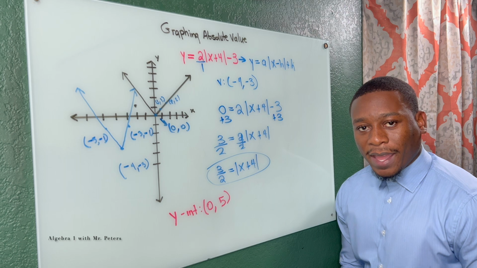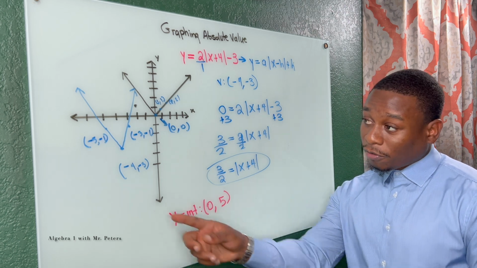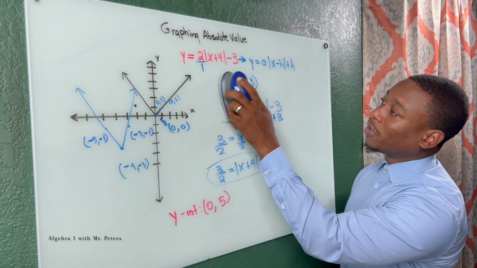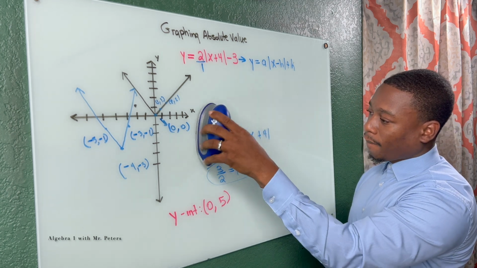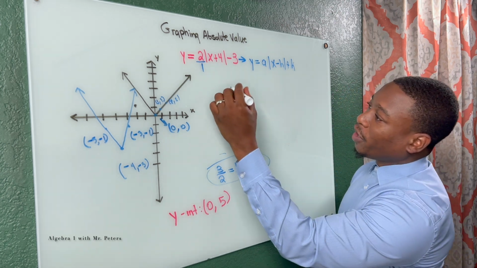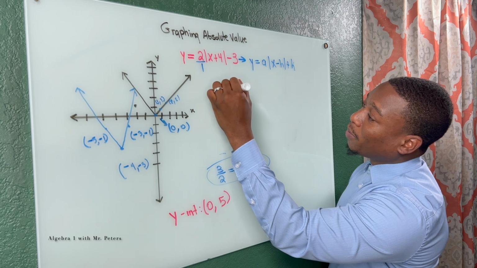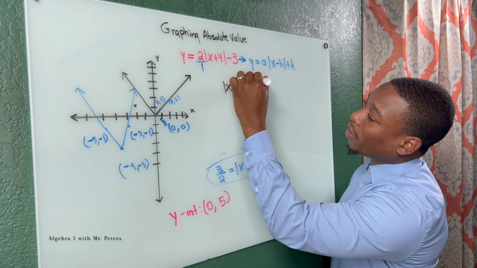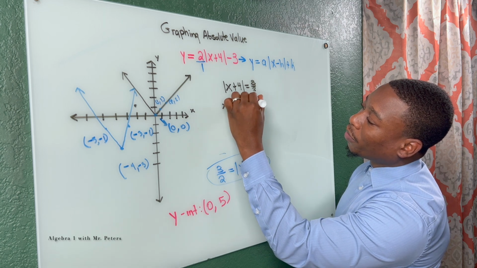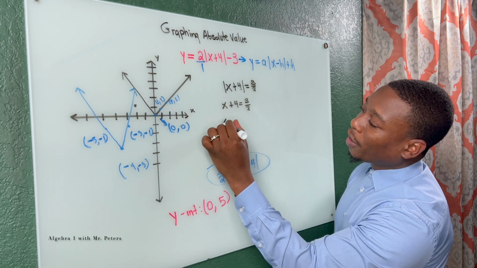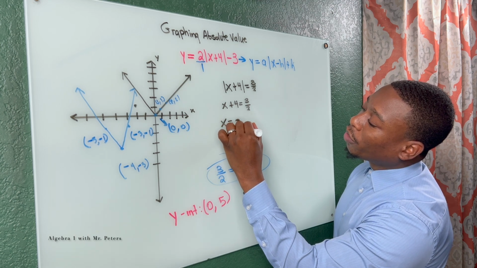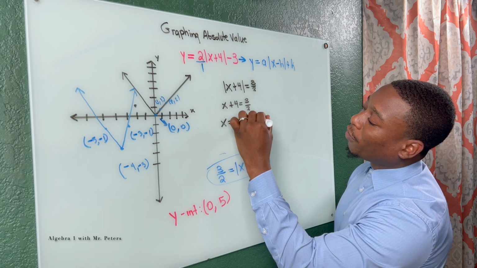So now that we know that, we can create the two equations to figure out what our x-intercepts are. But let's get some space first. So let's erase some of this. So my first equation, we have the absolute value of x plus 4 is equal to 3 over 2. When I drop it, we have x plus 4 is equal to 3 over 2. I subtract 4 to get x is equal to 3 over 2 minus 4.